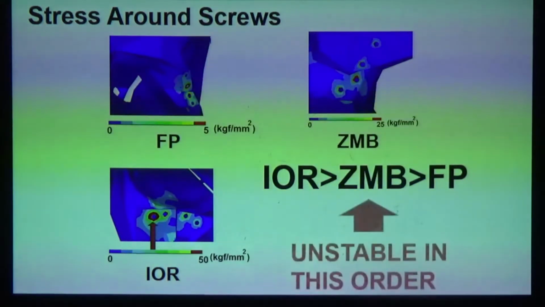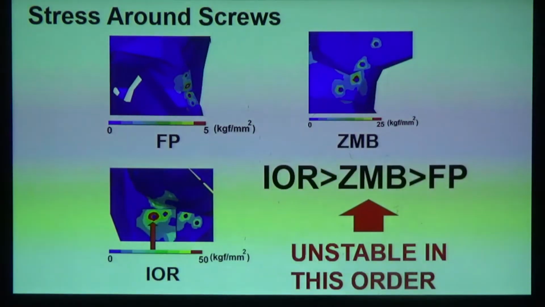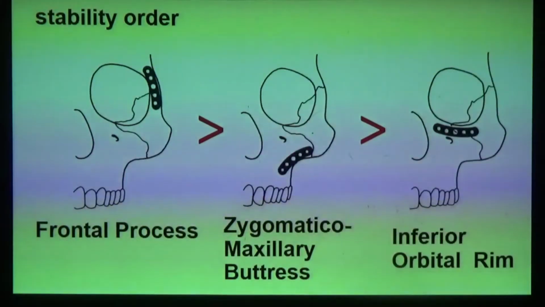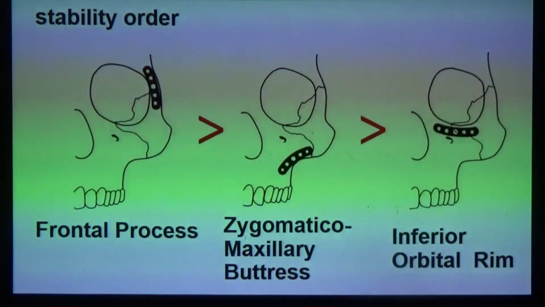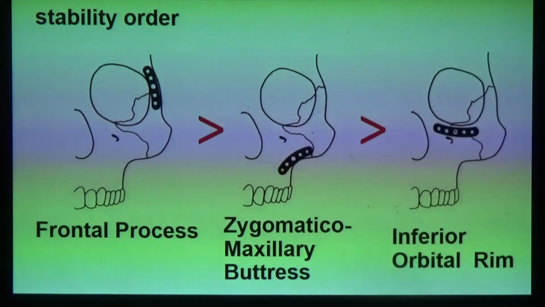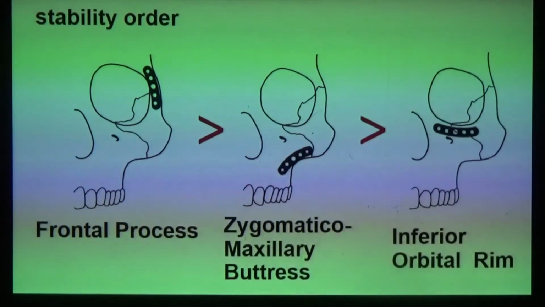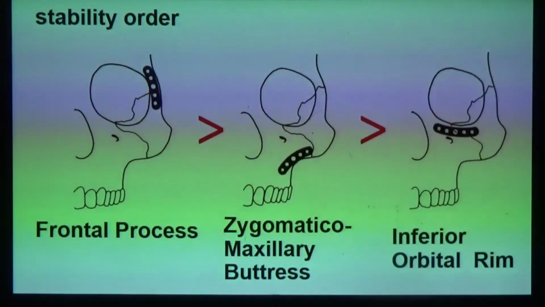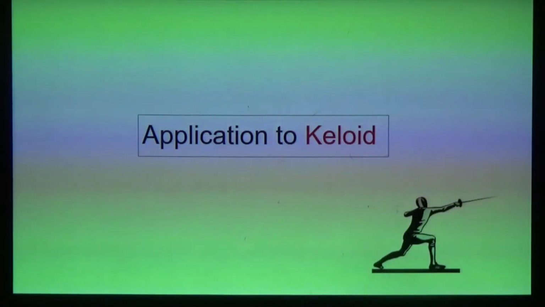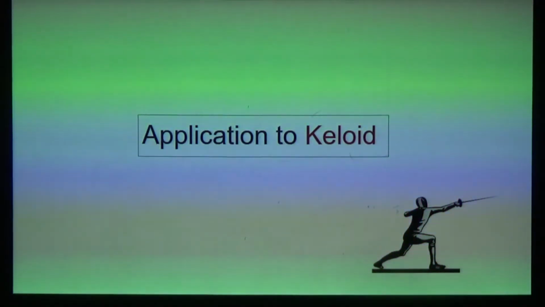In other words, the zygoma is most stable when it is fixed at the frontal process and least stable when it is fixed at the inferior orbital rim. Therefore, when we need to select one of the 3 sites for fixation, we should select the frontal process as the fixation site. The second best is fixation at the zygomatic-maxillary buttress. Sole fixation at the inferior orbital rim should be avoided. Our technique of structural analysis is very useful to clarify questions in many fields of plastic surgery.